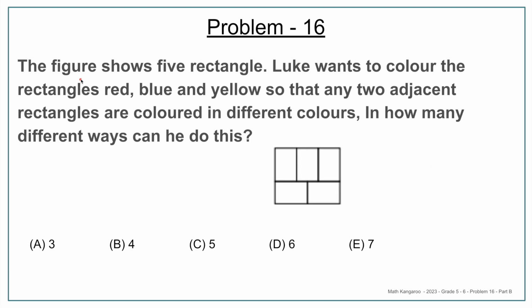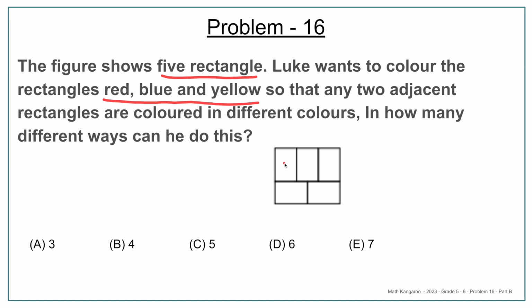Problem 16. The figure shows 5 rectangles. Luke wants to color the rectangles red, blue, and yellow so that any two adjacent rectangles are colored in different colors. In how many different ways can he do this? There are 5 rectangles arranged in an overlapping pattern. Each rectangle must be assigned one of the 3 colors. Adjacent rectangles means those touching each other.